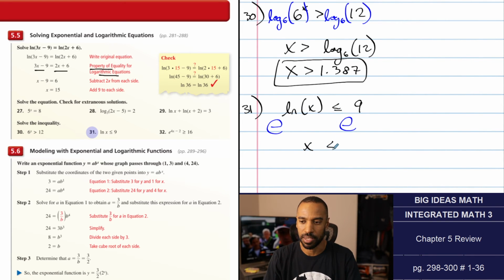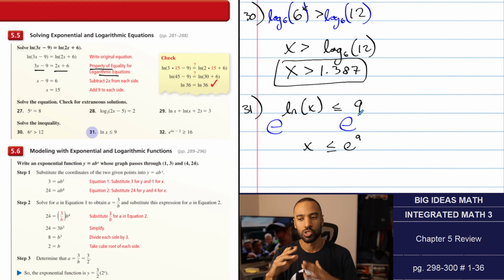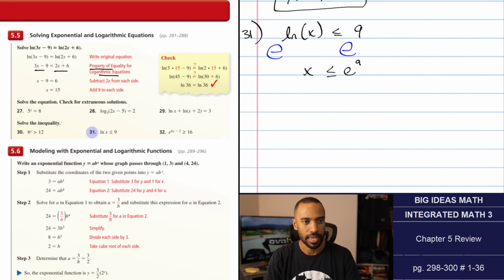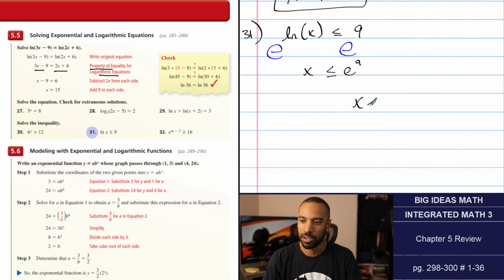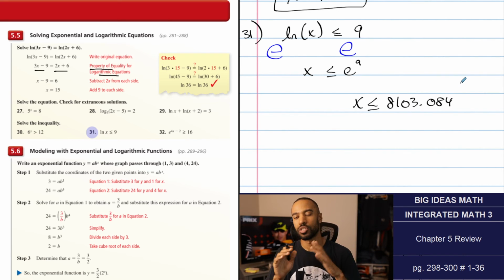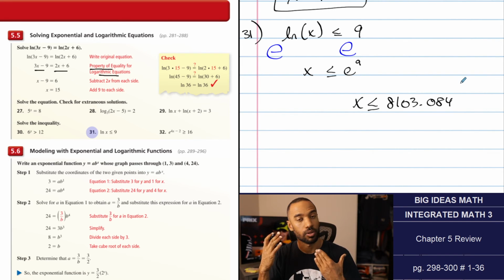Now on this side we have e to the 9th, but notice that you know which side this inequality goes on, so it's probably best you use the function that way. So x is less than or equal to e to the 9th. I don't know what e to the 9th is, so we'll figure that out. It's going to be around 8,103.084. I don't know to what number we want to round. So as a final, we'll have 8103.084-ish, whatever.